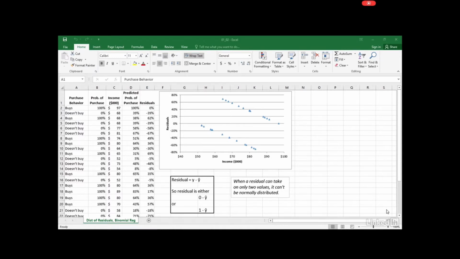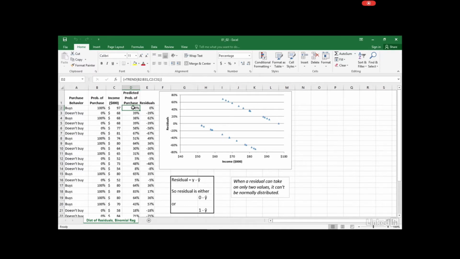Now, given those two pieces of information, we can derive a regression equation that predicts a probability of purchase on the basis of income. In Excel, you would use the TREND function to do that. And the TREND function takes as its arguments the predicted variable here in B2 to B31 and the predictor variable here in C2 to C31. So predicting the probability of purchase on the basis of income.